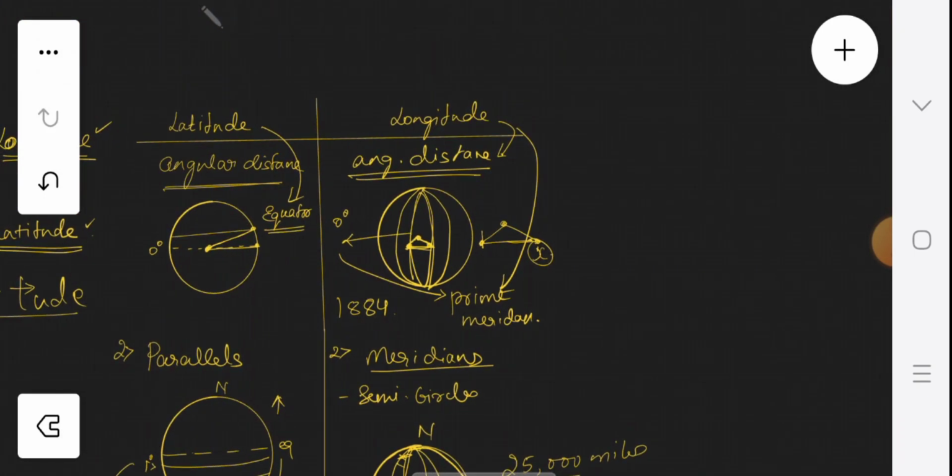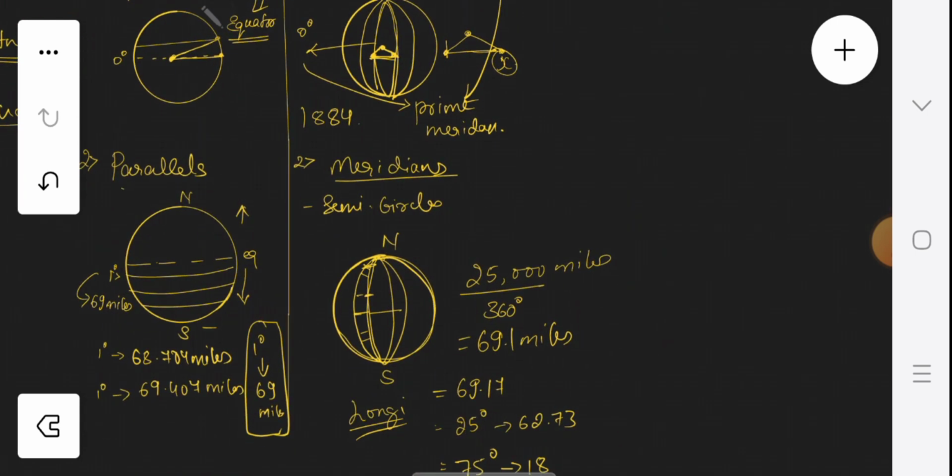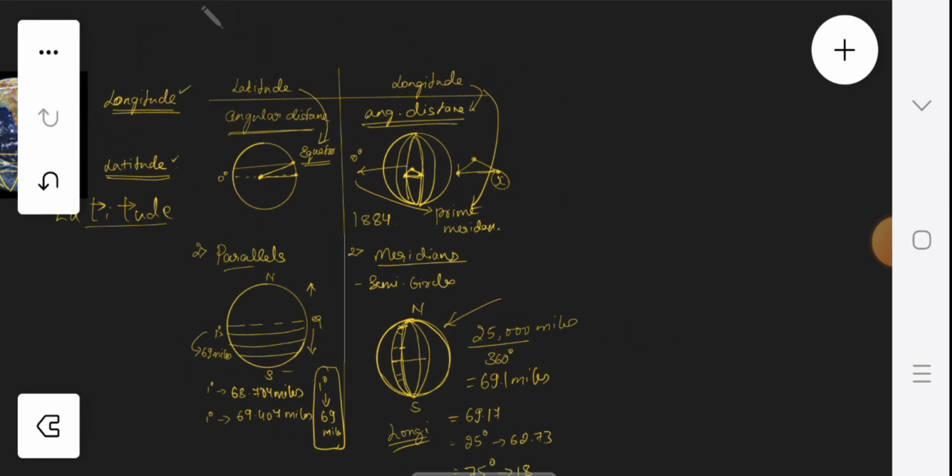So how the angular distance is calculated, what are parallels, what are meridians, and where the Greenwich meridian comes into picture: it is with the longitude. The equator comes into picture in the latitude. I hope this small video will help you to understand better the difference between longitude and latitude.